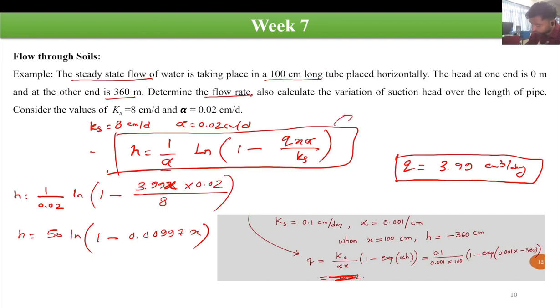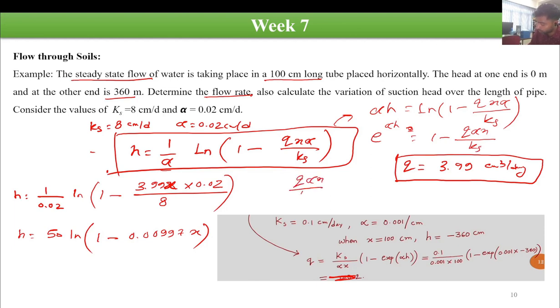If we rewrite this one, then that's going to be alpha into H is equal to ln of 1 minus Q x alpha upon Ks. If we take the exponential, e to the power alpha into H is going to be equal to 1 minus Q alpha x upon Ks. Further simplifying, we can write Q into alpha into x upon Ks is equal to 1 minus e to the power alpha H, right? Further simplifying, we can write Q is equal to Ks upon alpha x, times 1 minus exponential to the power alpha H.